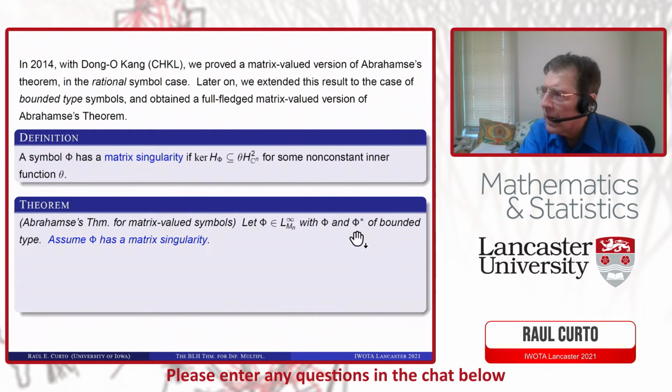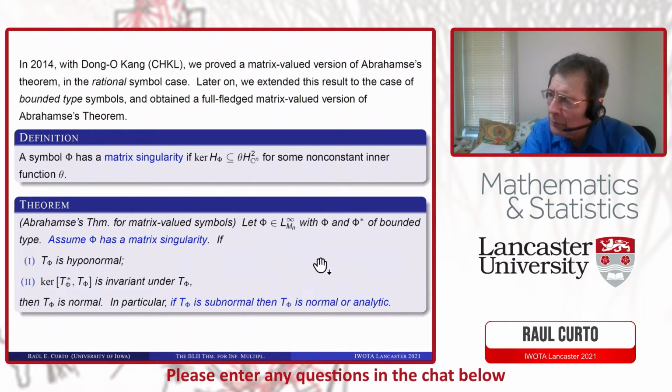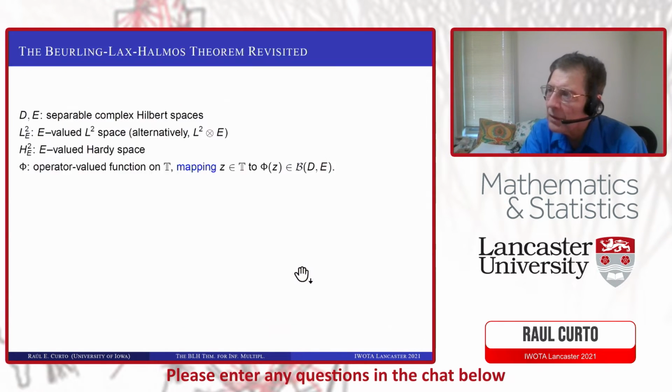Let phi and phi star be of bounded type and assume that phi has a matrix singularity. Then T phi is hyponormal. The kernel of the self-commutator is invariant under T phi, and therefore T phi is normal. In particular, if T phi is subnormal, then it is normal or analytic. And that's what we proved. So we extended Abraham's theorem for the matrix-valued symbol case. And as I say, one and two are true always for subnormal operators in general. They don't have to be Toeplitz or anything there.